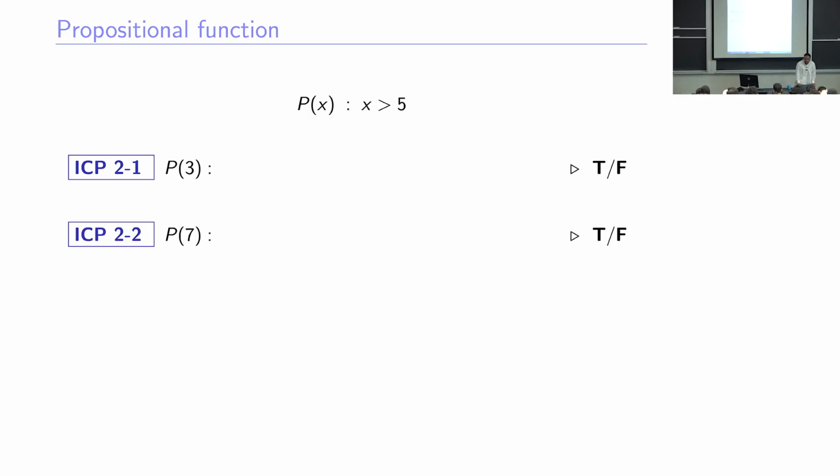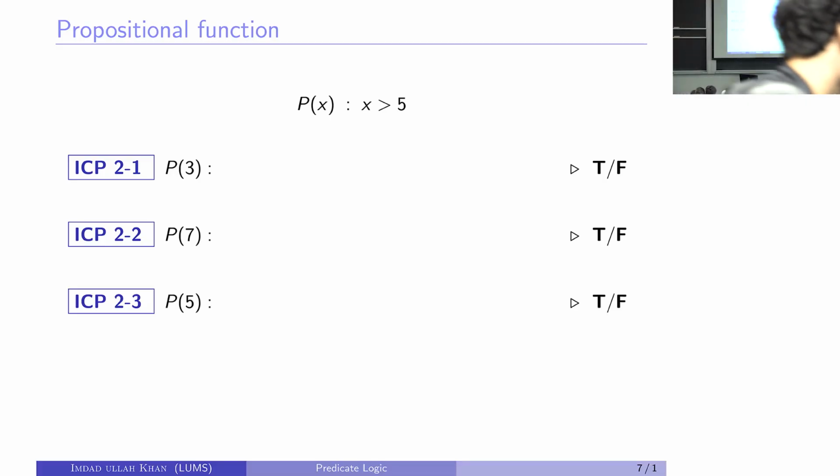P of 7. What is P of 7? 7 is greater than 5. Is that true? Is 7 greater than 5? That's a true proposition. So it is now true, right? So now we can ask the question. It's a valid question to ask if this is true or false, because now these are propositions.